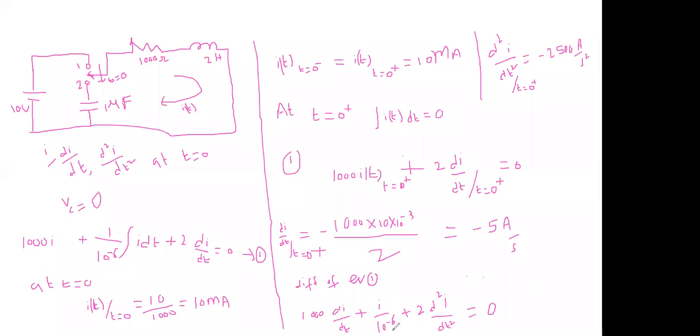10 into 10 power minus 3. So 10 into 5 is 10 cube, 10,000. 5,000 only here, 5,000 divided by 5,000. And finally we'll get minus 5,000 equal to 2 d square I by dt square. So finally d square I by dt square equal to minus 2,500 ampere per second.